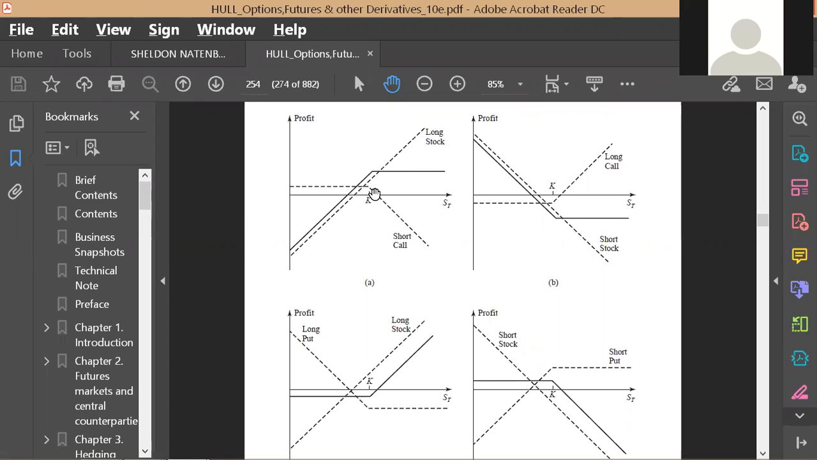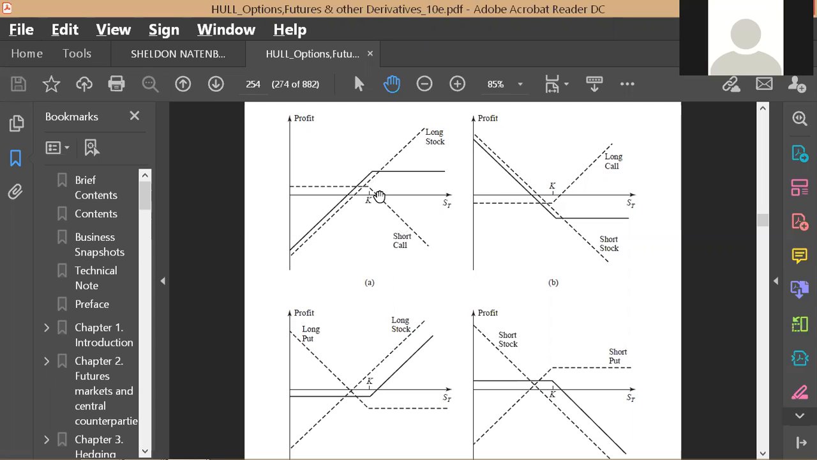So the question you're asking yourself is, you need some kind of position in the underlying asset which is going to offset this kind of profile. You have only two choices in the underlying asset: either long or short. So now you have to choose between long or short the underlying asset, so that you can have an effect which cancels out this negative profile.